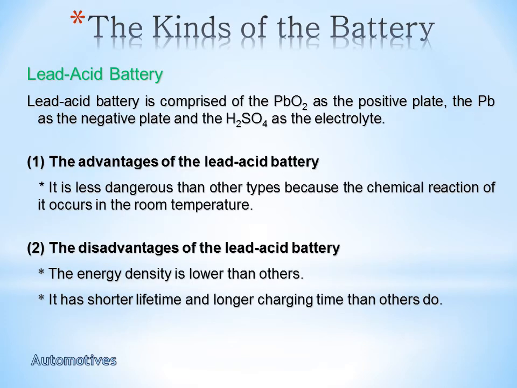The kinds of the battery. First, the lead acid battery. The lead acid battery is comprised of the PbO2 as the positive plate, the Pb as the negative plate, and the H2SO4 as the electrolyte. The advantages of the lead acid battery. It is less dangerous than other types because the chemical reaction of it occurs in the room temperature. The disadvantages of the lead acid battery. The energy density is lower than others. It has shorter lifetime and longer charging time than others do.